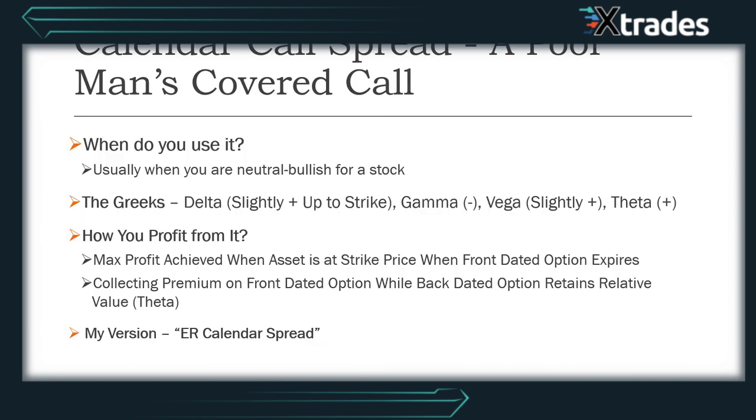So going back to the recap of it. You might have noticed that there is a very big similarity between calendar call spreads and covered calls. Basically, a calendar call spread is a poor man's version of a covered call, because you don't need to own 100 shares. You can just use a LEAP call, for example, as your collateral, and it's usually a lot cheaper to own a LEAP contract on options than to own 100 shares. That's the case.